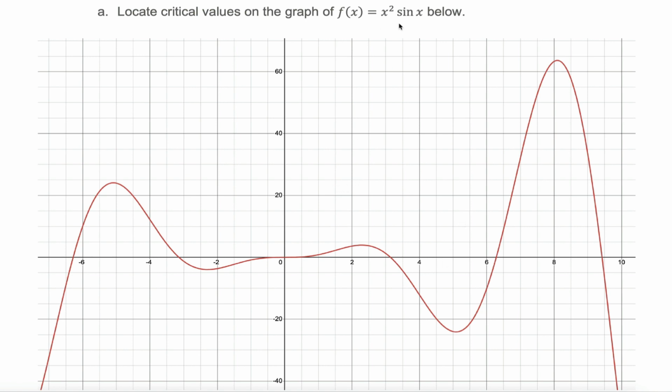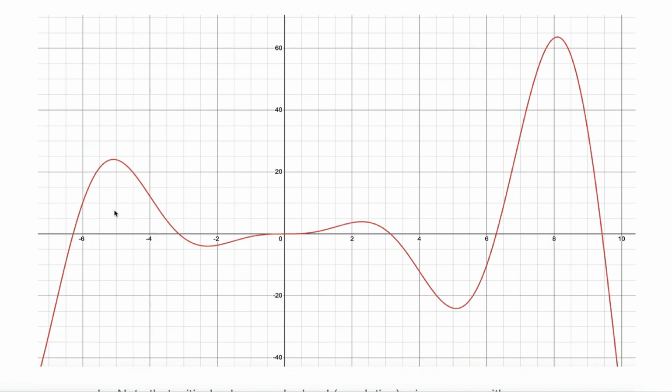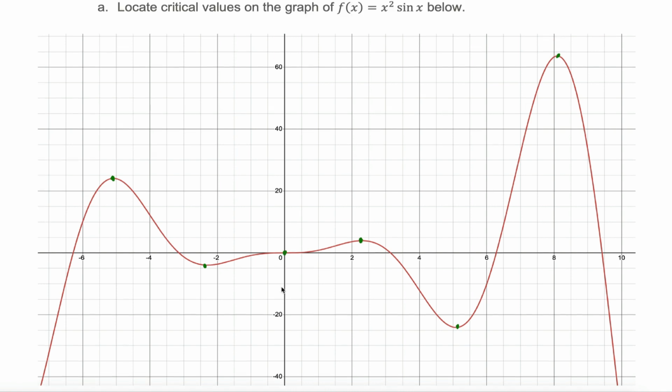Ignore the fact that the pictured graph is x squared sine of x, and see if you can find the critical values just by looking at the graph. If you were thinking that there was a critical value somewhere around here on the graph, and then also somewhere down here on the graph, and up here on the graph, down here, and also up here, that's fantastic. But if those are the only ones you found, you're actually missing one, because there's a critical value here at 0 as well.